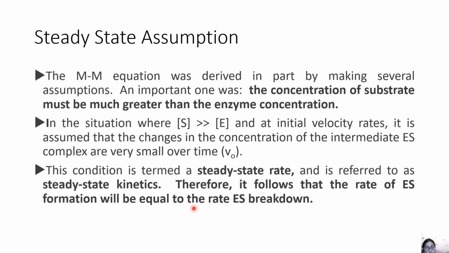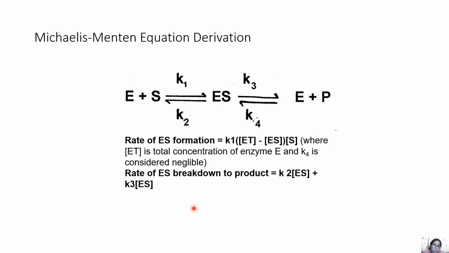it is assumed that the changes in the concentration of the intermediate enzyme-substrate complex are very small over time. So this condition is termed as steady state rate and is referred to as steady state kinetics. Therefore, it follows that the rate of ES complex formation will be equal to the rate of ES breakdown. So those are some of the steady state assumptions that were taken into account for deriving the Michaelis-Menten equation.